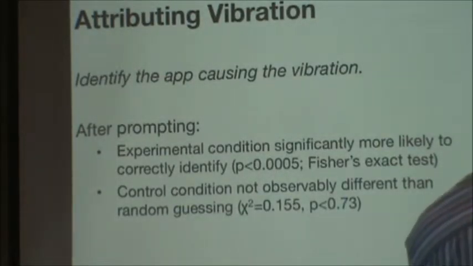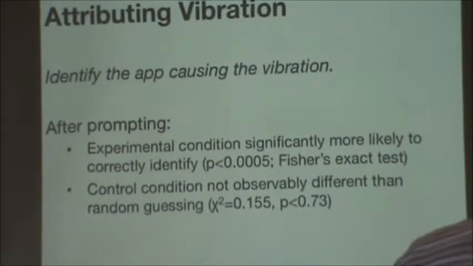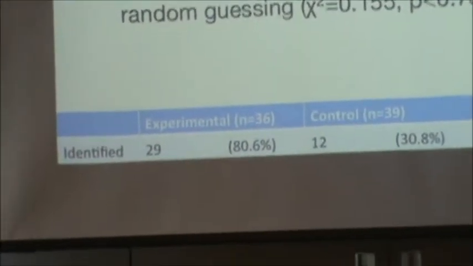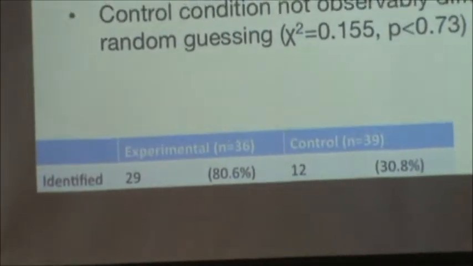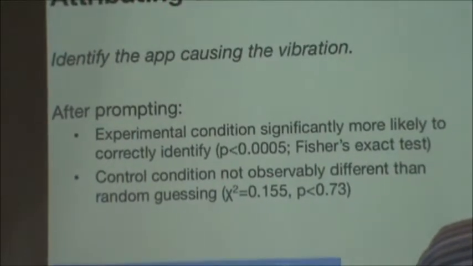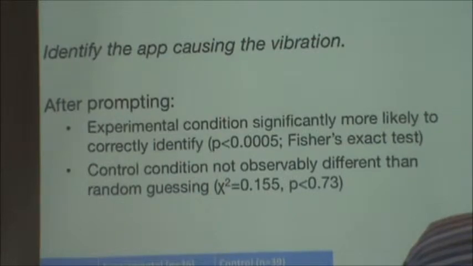So looking at this, with the vibration, the attribution mechanism was the icon in the notification bar, which they could pull down to see the name of the app. Over 80% in the experimental condition were correctly able to attribute the misbehavior when they had the attribution mechanism that we created, whereas only 30%, 31% in the control condition did so. Of the 4 apps that they had used at that point, 31% is not distinguishable from random guessing.